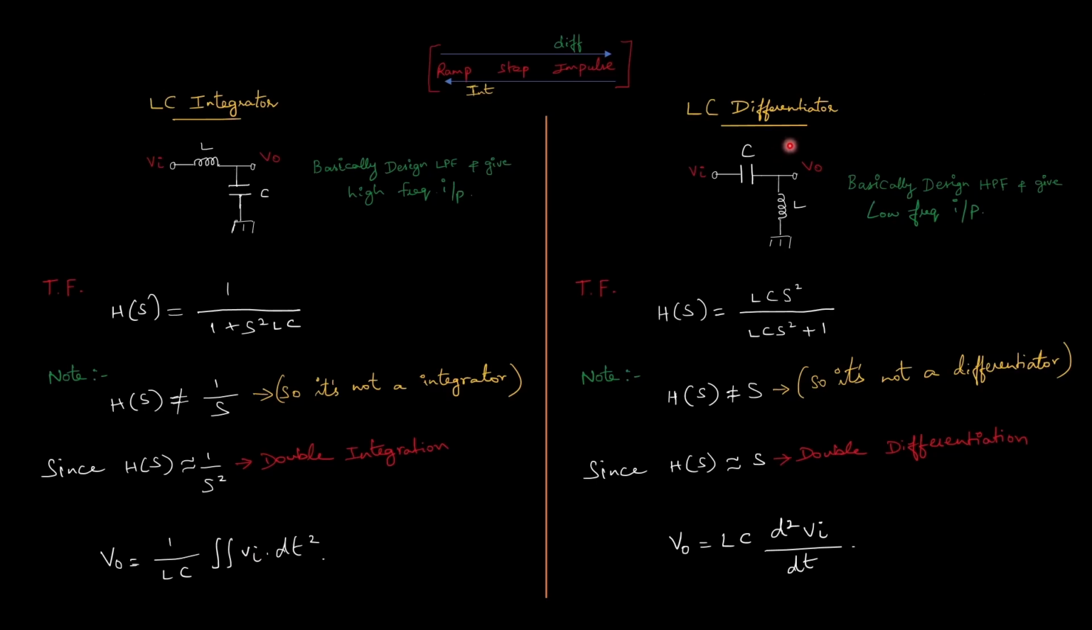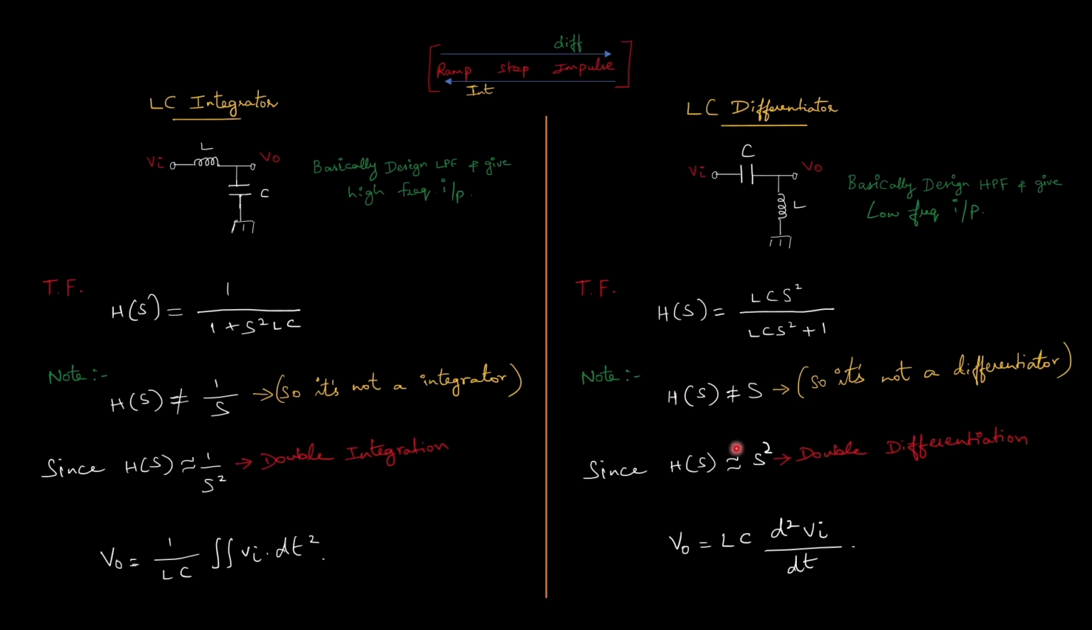Now let's look at the LC differentiator. To design a differentiator, we are designing a high pass filter and giving a low frequency as input to it. For a circuit to act as a differentiator, we have to have the H(s) term as s. But from our transfer function, we can see the H(s) term is equal to s², which means double differentiation. So here we can expect the double differentiation of the input at the output.